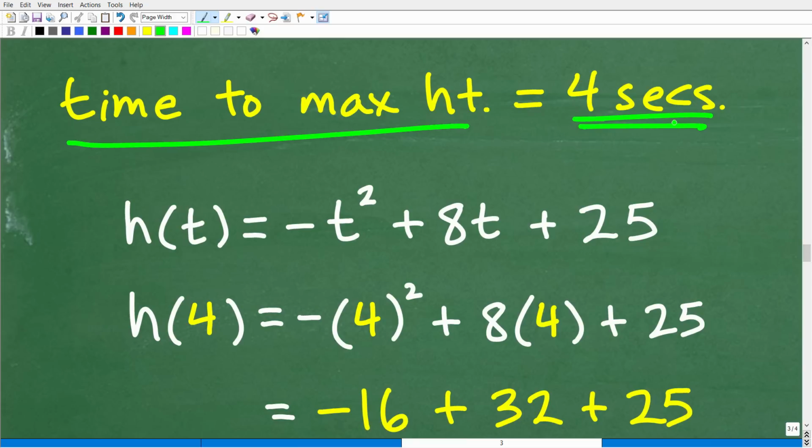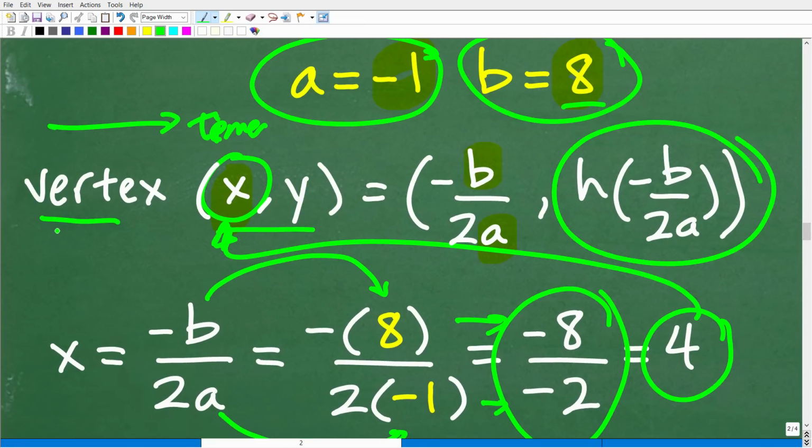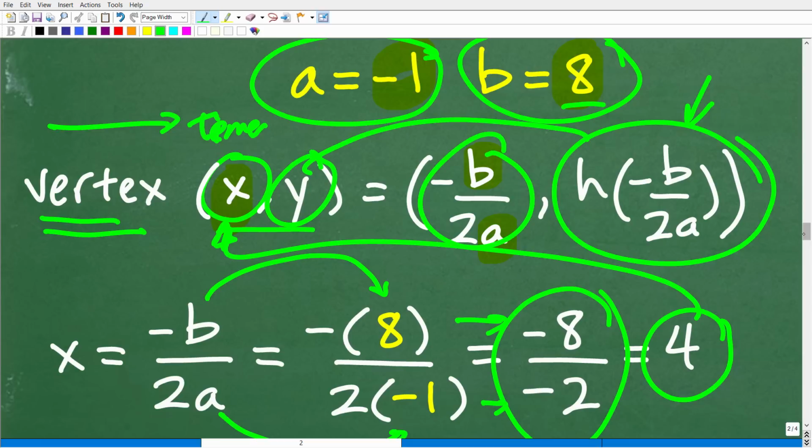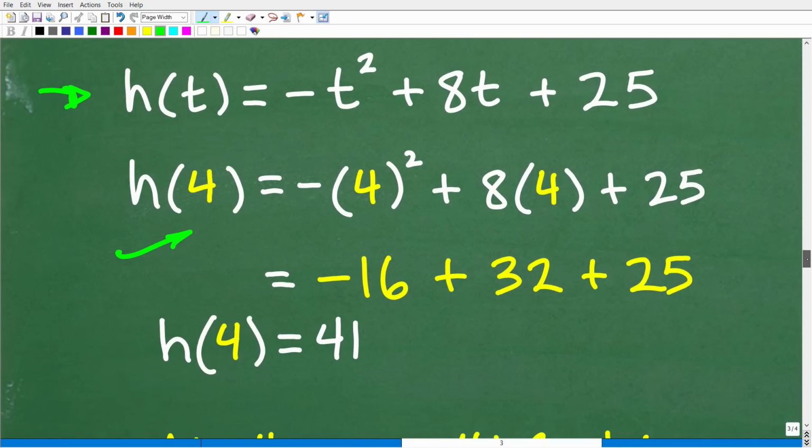But if we wanted to know, what is the actual height at 4 seconds? We'll just plug this 4 into our function, which is basically the second part of this vertex formula. To get the y coordinate, we just plug our answer for x into the function. So hopefully it makes sense. Let's go and do that simple math. So we're going to find h of 4. What is the height at 4 seconds?